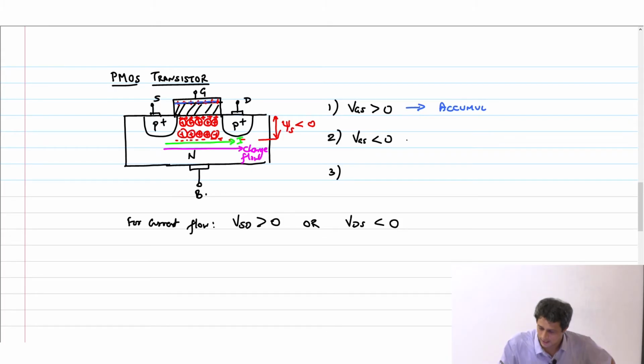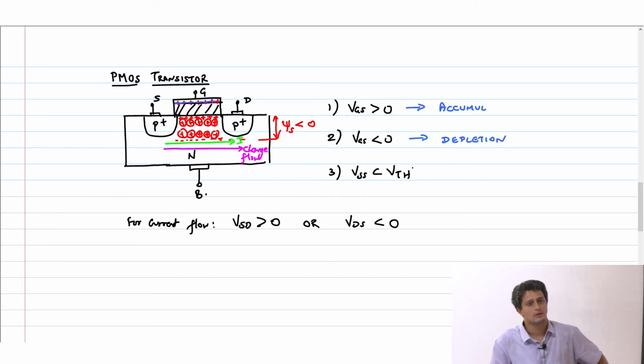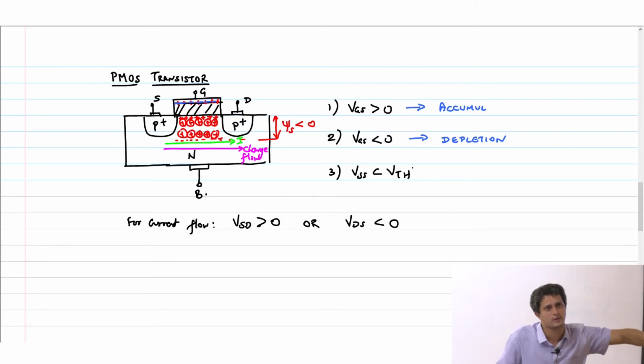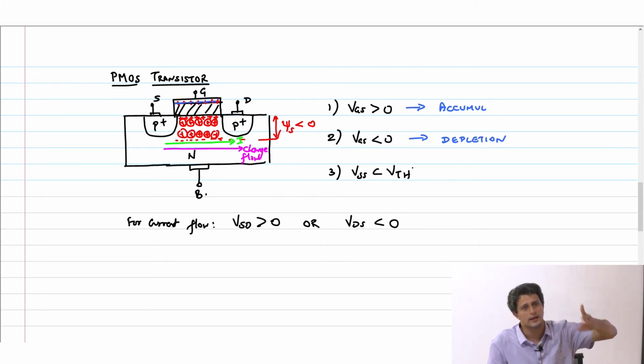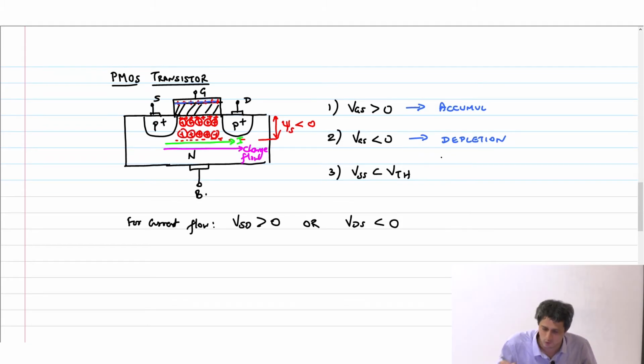And by the way, just like the NMOS transistor, VGS less than 0 is the depletion region, depletion mode, and VGS less than VT. You keep reducing the gate voltage, at some point you would have inverted the channel. That point is known as the threshold voltage. If you go further, then you are going to get more and more holes at the surface that can constitute current, right? What is this mode of operation? Inversion.